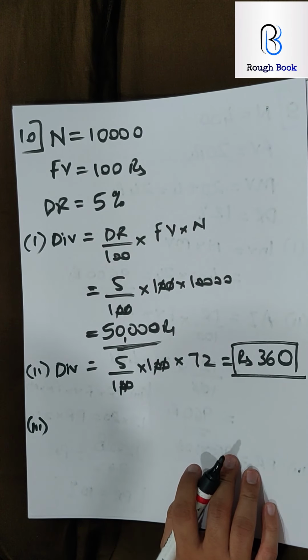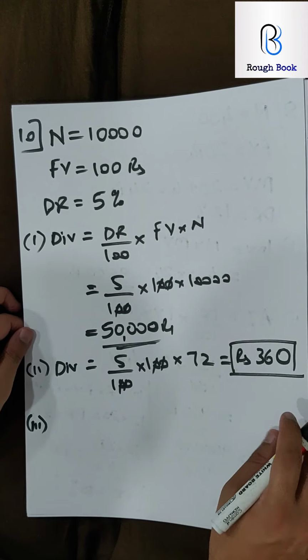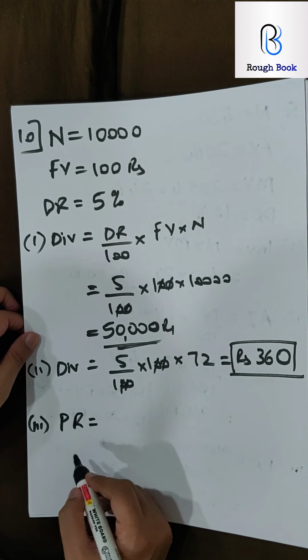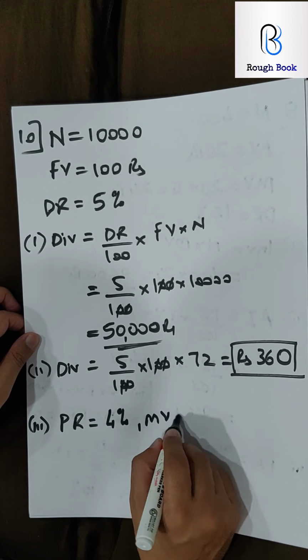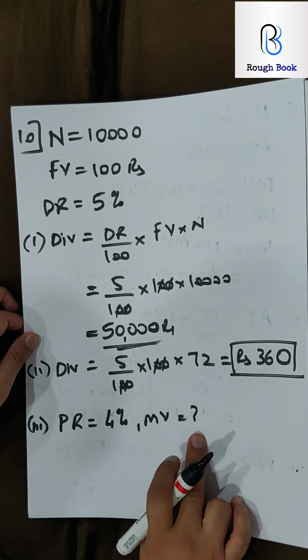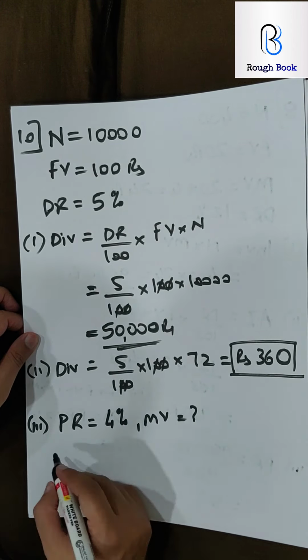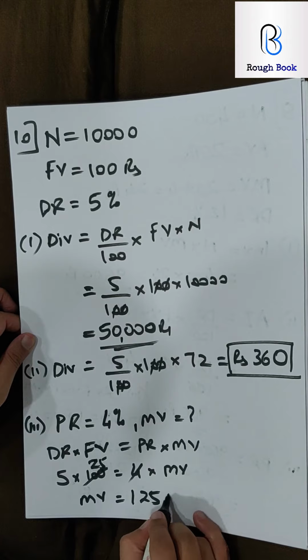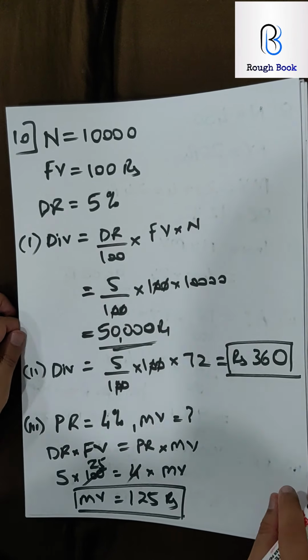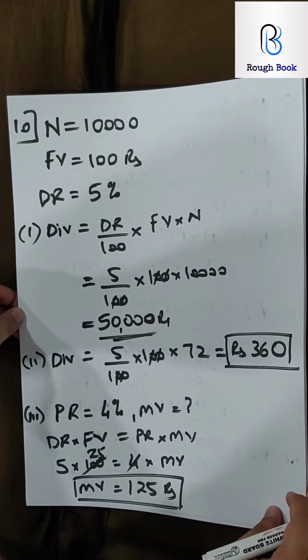Let's look at the last part of the question. If he receives only 4% of investment, find the price he paid. 4% of investment is received, meaning profit rate or return rate. So return rate is 4%. So how much did he pay for each share? That is market value. So now I can use DR equals FV into PR into MV. So DR is 5, FV is 100, PR they said is 4, into MV. So 4 25s are 100, so MV will be 5 into 25, 125 rupees. Did you get this last part? Easy? Are you enjoying this chapter?